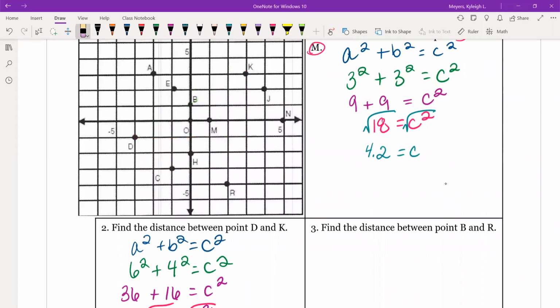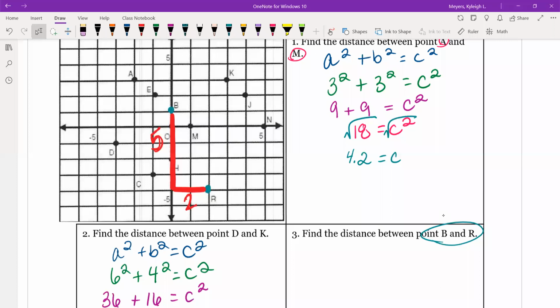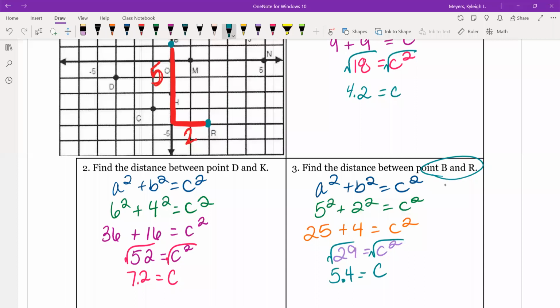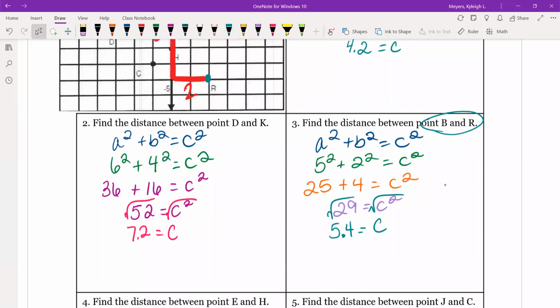I want you to try this one on your own. Number 3. Try number 3 on your own. The points between B and R. B and R on your own. Hopefully you got side lengths of 5 and 2. If not, check yours against mine. But we're going to keep on going. Did you get 5.4? Well, you got 5.4 as your answer. All right, we're going to skip 4 and 5. So let's keep on going.